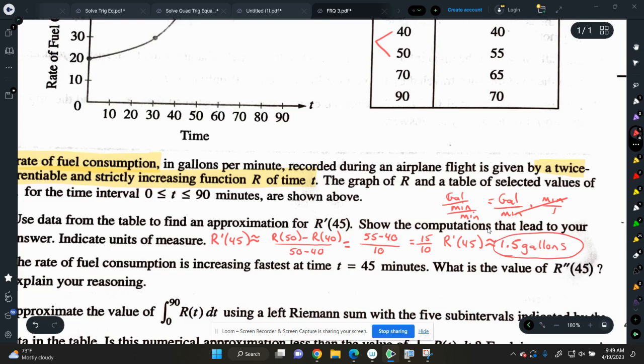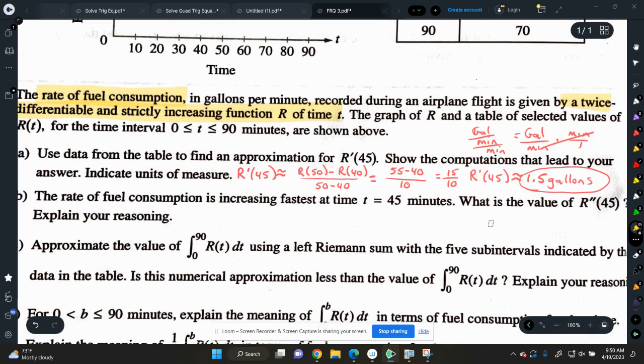Now that I think I have an answer, I'm going to double check to make sure I answered the question they asked. Did I find the approximation? Yes, and I wrote approximate. Show the computations. I did that. And then indicate the units of measure. So I'm good. That was a pretty simple one.